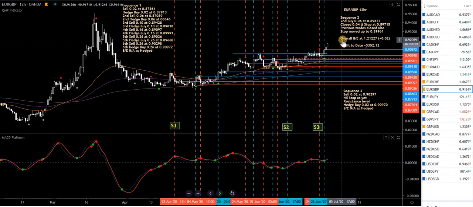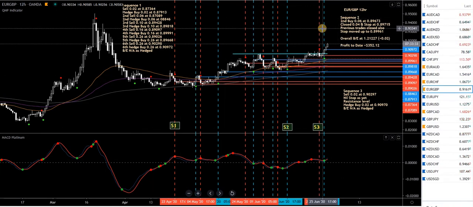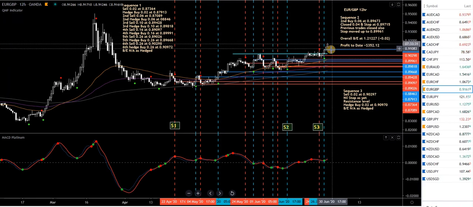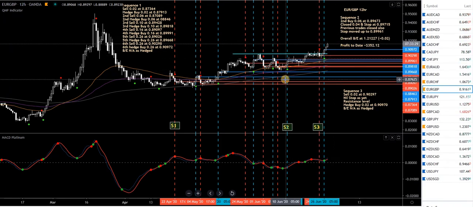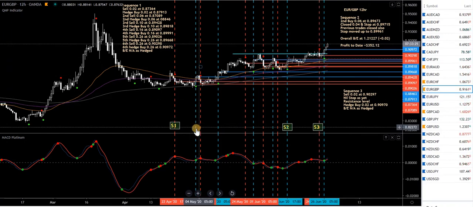Overall break-even's way off the chart somewhere. It's not going to get up there. I don't expect it to, but what I'll try and do is make some money on sequence 2 and just wait for a new sell signal for sequence 3 and sequence 1.